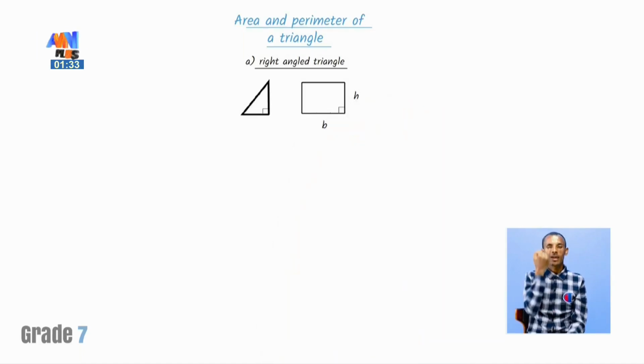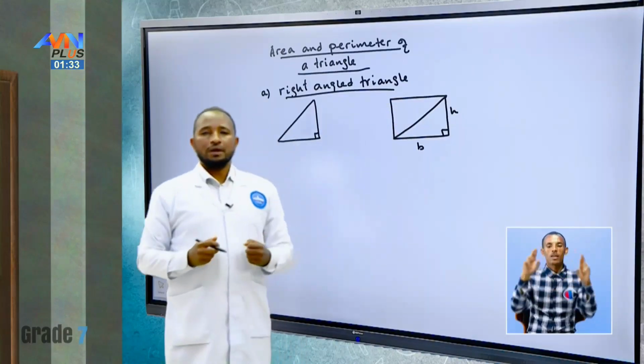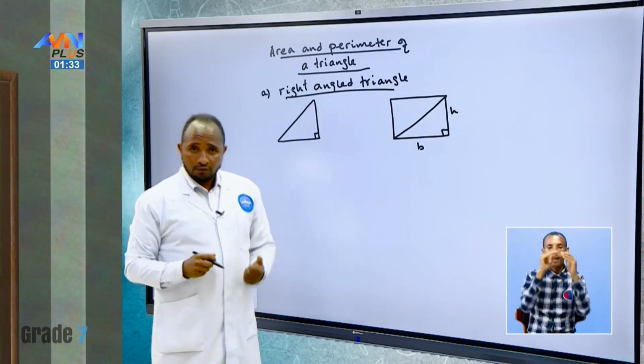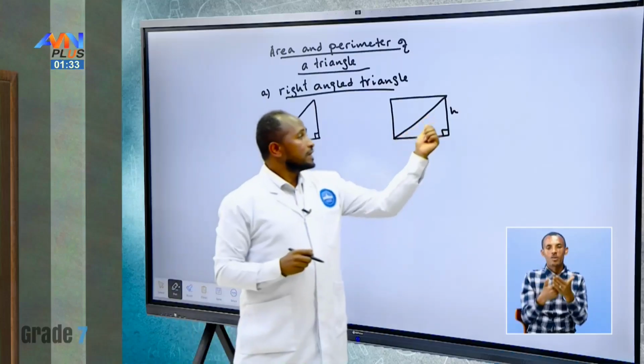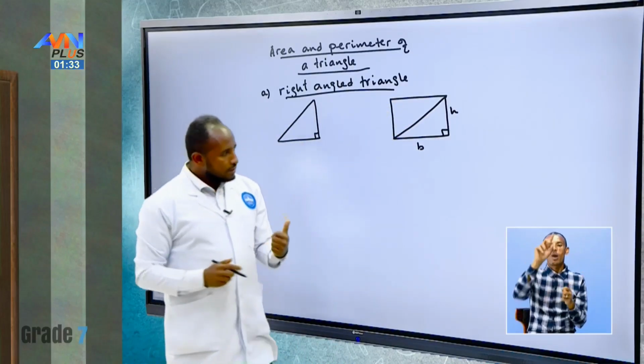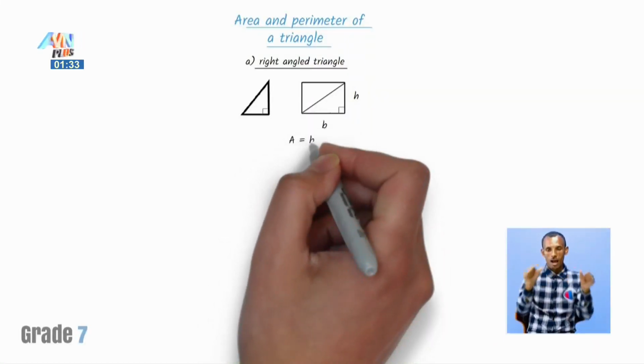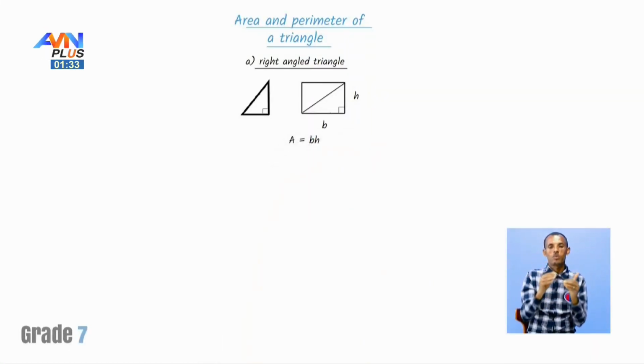If you use this diagonal, it divides the area of the rectangle into two equal parts. Therefore, the area of this triangle is half of the area of the rectangle. So here, the area of the rectangle is simply base times height. The triangle is half, so you divide by 2.